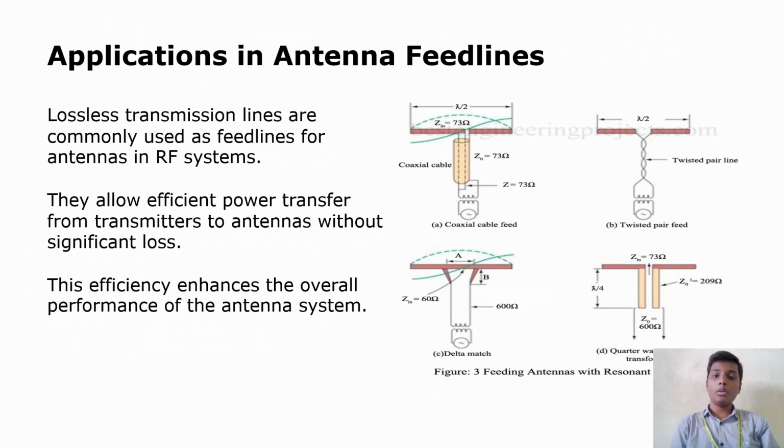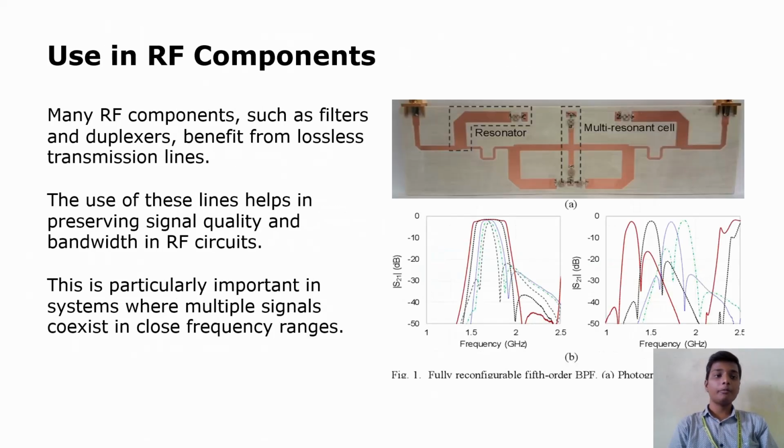First one, coaxial cable feed. Second one, twisted pair feed. Third one, delta match. Fourth one, quarter wave matching transformer. Feeding antennas with resonant lines. This diagram shows feeding antennas with resonant lines.